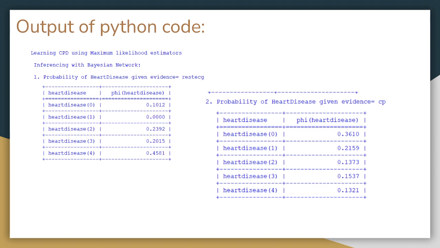This is the output of Python code which is built by using the pgmpy library. Here it gives the hard disk. Here we use the hard disk's data, and by this we can see the probabilities of hard disk states 0, 1, 2, 3, and 4.